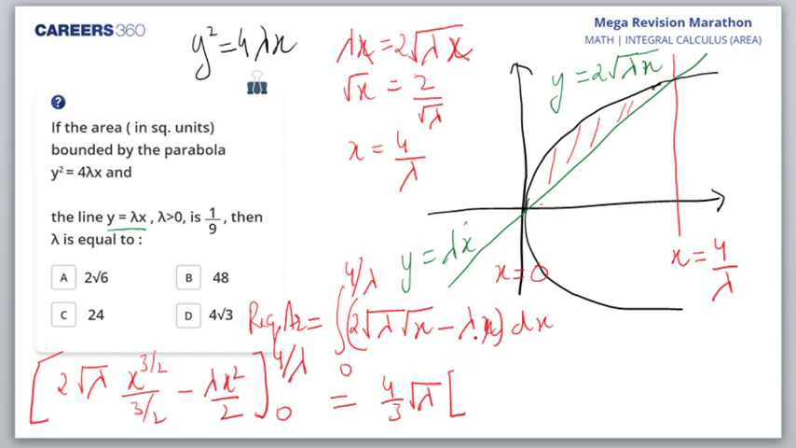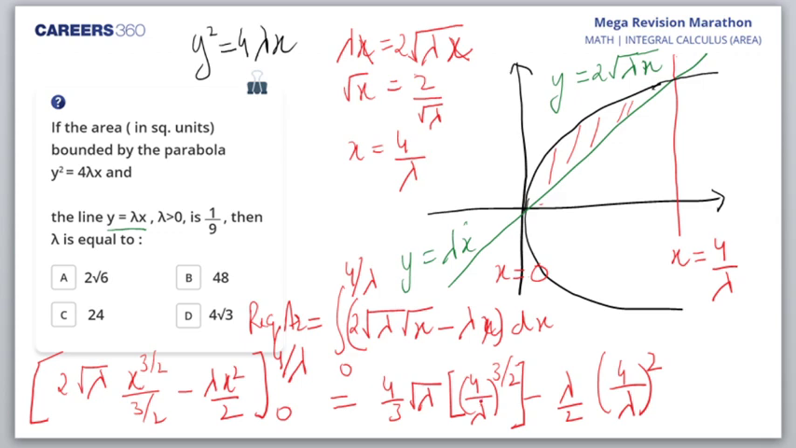So 4 by lambda raised to power 3 by 2. I'm doing the calculation as well. Minus, similarly 4 by lambda, you'll put it here, minus lambda by 2, and you put 4 by lambda whole square. Am I right? So now what do I get?